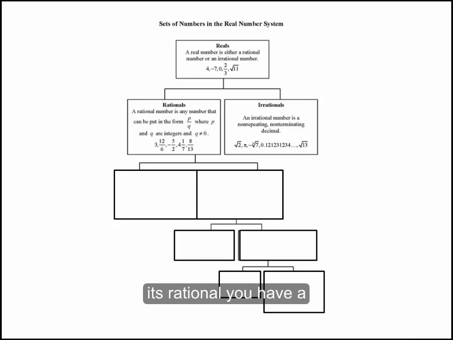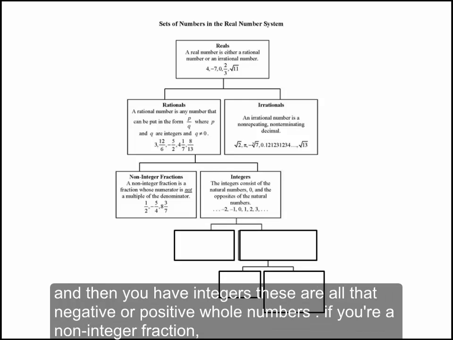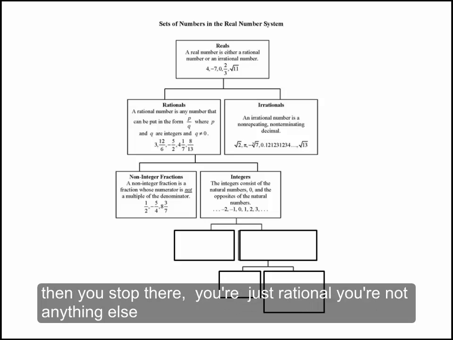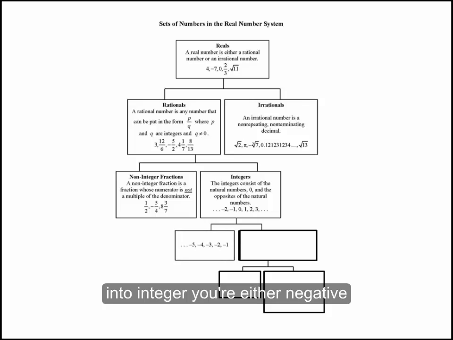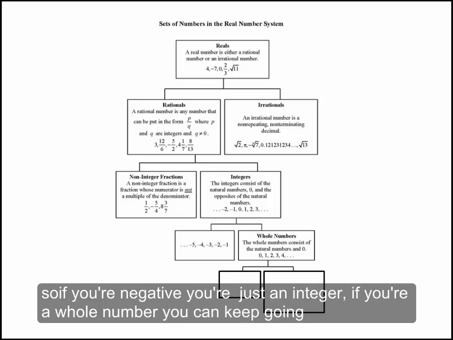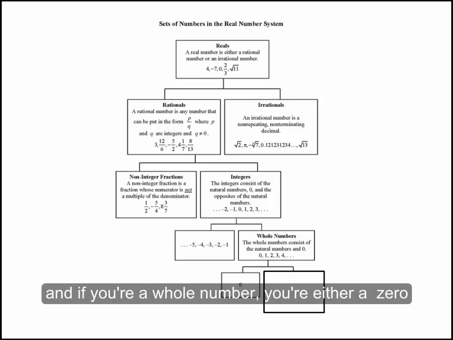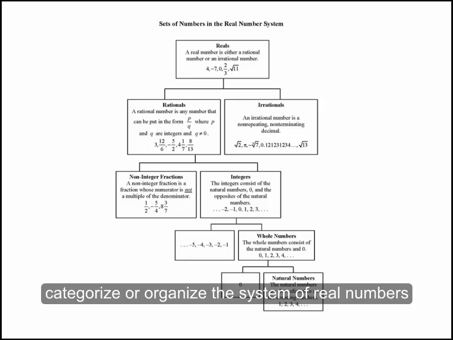If it's rational, you have non-integer fractions, so that's any fraction or decimal. And then you have integers. These are all of the negative or positive whole numbers. If you're a non-integer fraction, you stop there. You're just rational. You're not anything else. If you're an integer, you can keep going. If you're an integer, you're either negative or you're a whole number. So if you're negative, you're just an integer. If you're a whole number, you can keep going. And if you're a whole number, you're either 0 or you're a natural number. So this is another way to categorize or organize the system of real numbers.